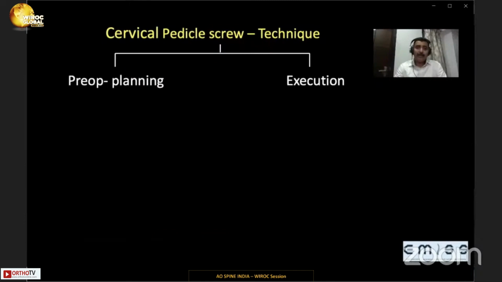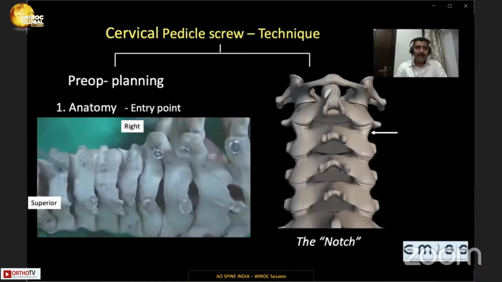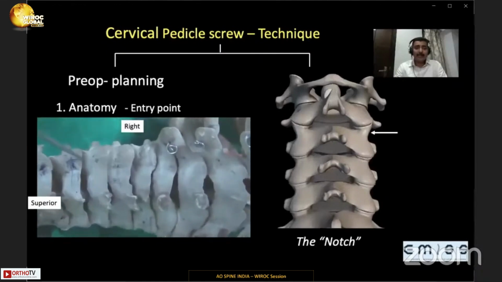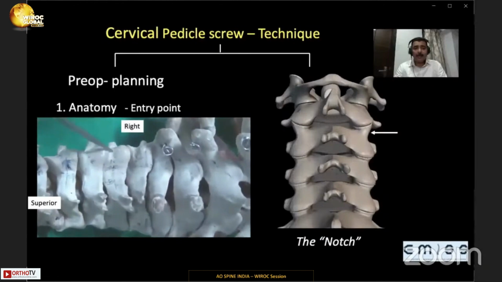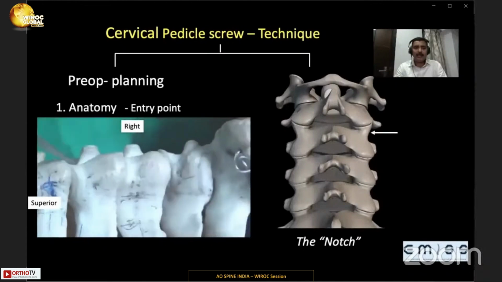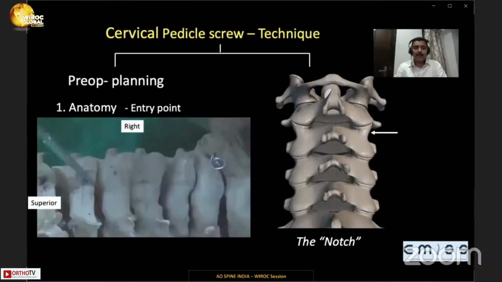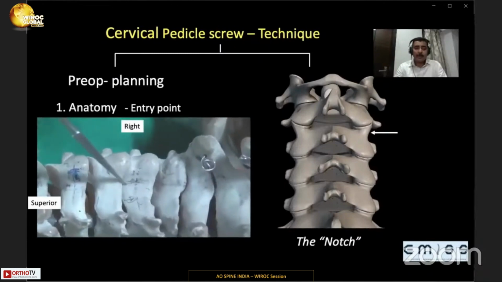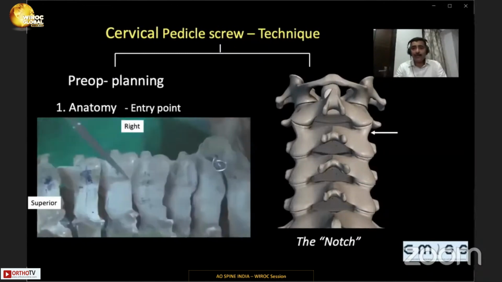Now, if we talk of the technique, more than the execution, it is the preoperative planning which is extremely important in cervical pedicle screw insertion. And here we have to consider 2 points. One is what is the normal anatomy and the challenges which we might have to face because of variations in the normal anatomy. So if we look at the cervical lateral mass, it's basically a rectangular block right from the superior to the inferior articular process. And on the lateral margin, there's a depression at the proximal 1/3, which is called the notch. And exposure of this notch is extremely important for you to insert cervical pedicle screws.